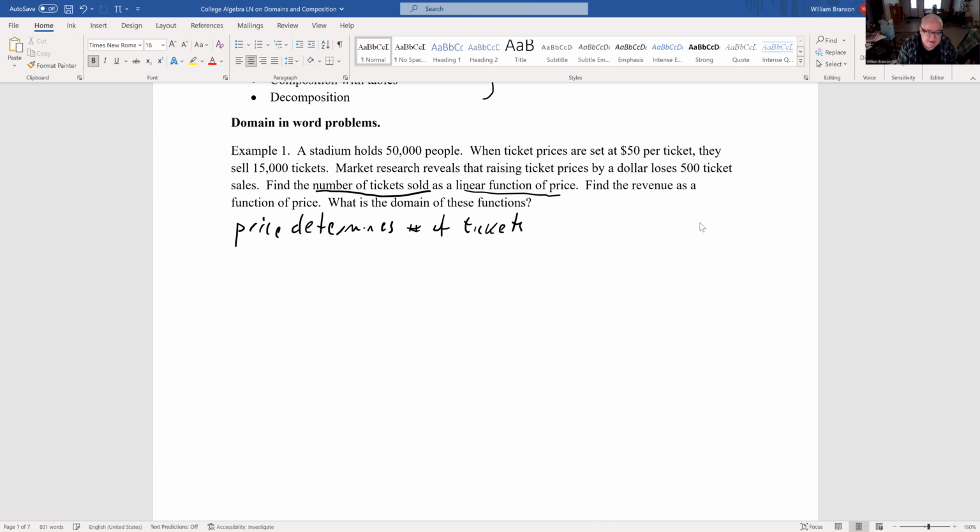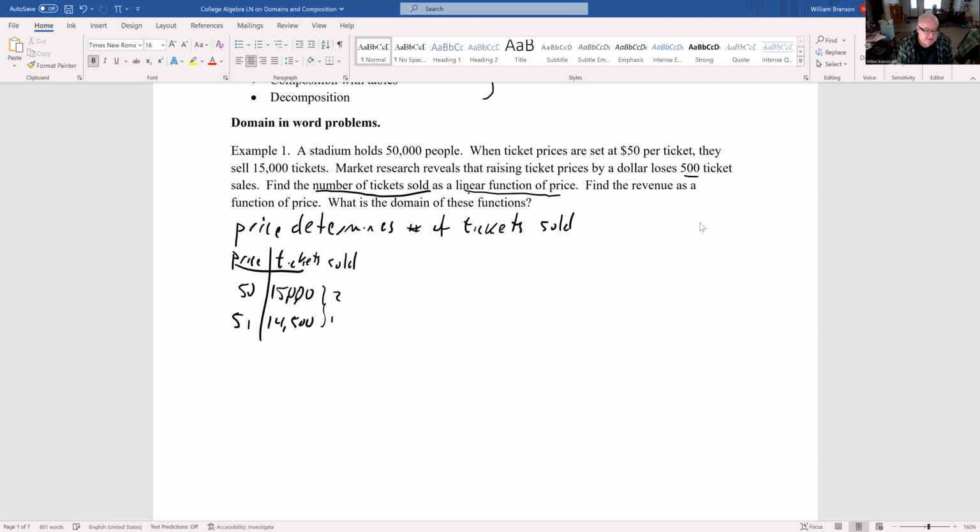And so the idea here is that price determines the number of tickets sold. So we want price as our input and number of tickets sold as our output. And we know if we have $50 as a price, we have 15,000 tickets sold. And if we increase the price by $1, so to 51, then we lose 500 in sales. So that means 14,500. Great. A linear function of price.